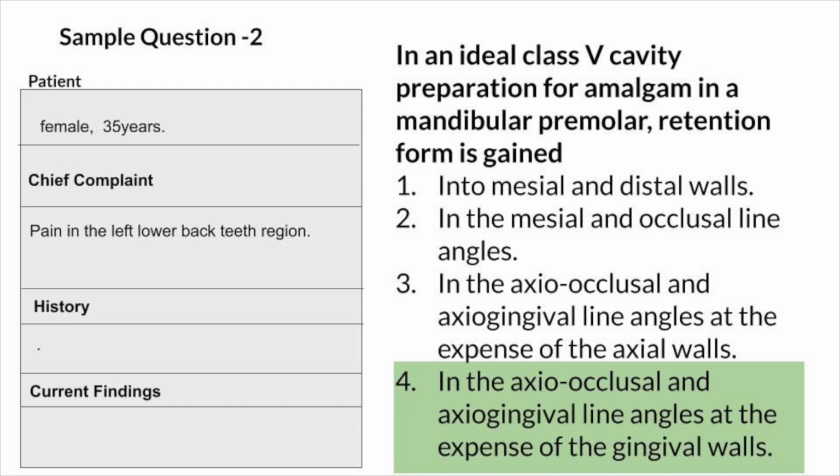Since the wall divergence is less pronounced, it also allows for the initial insertion and retention of the restorative material that is wedged between the occlusal and gingival walls, thus facilitating the manipulation of amalgam. So the answer is in the axio-occlusal and axio-gingival line angles at the expense of the gingival walls.